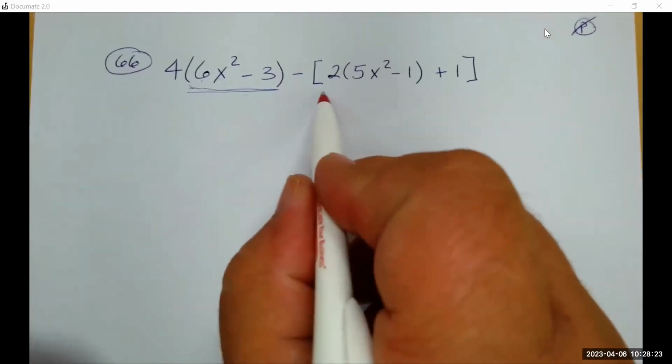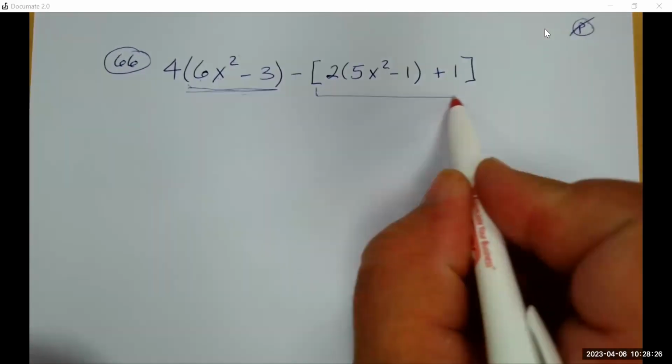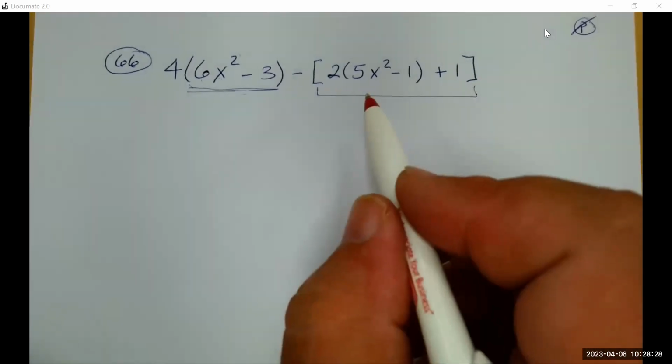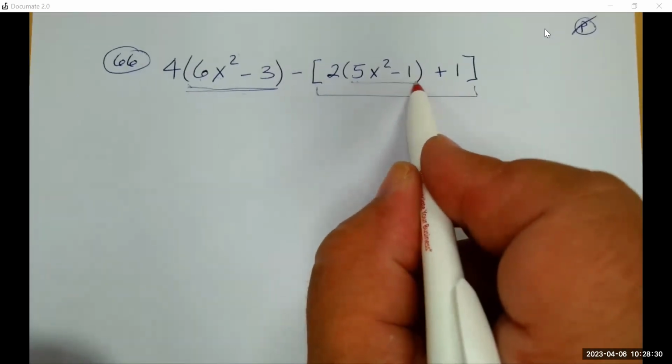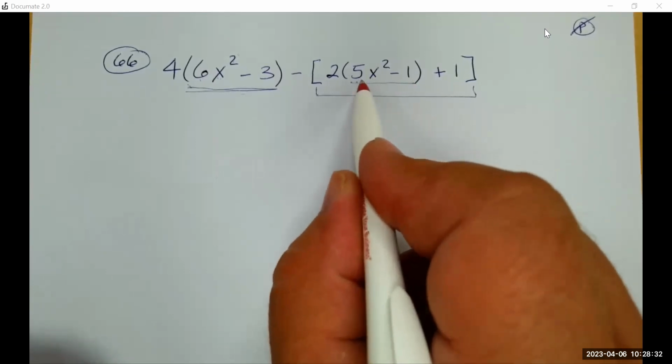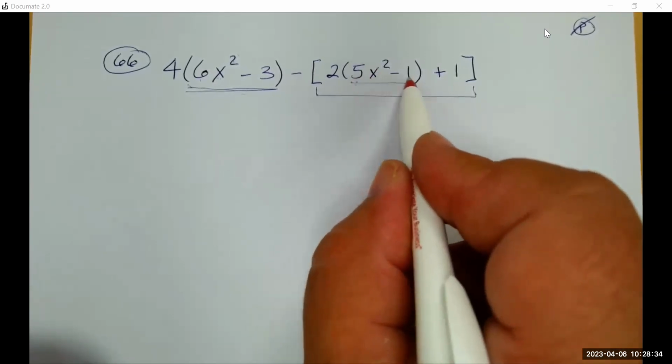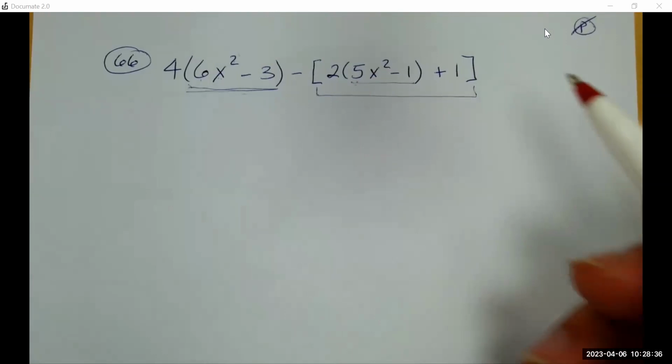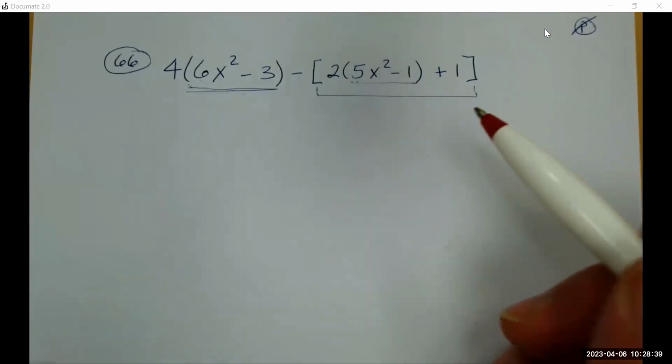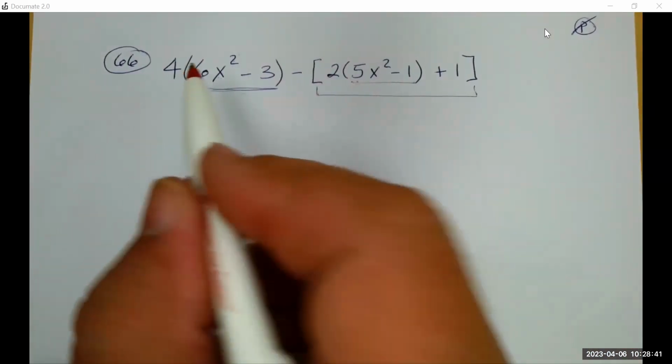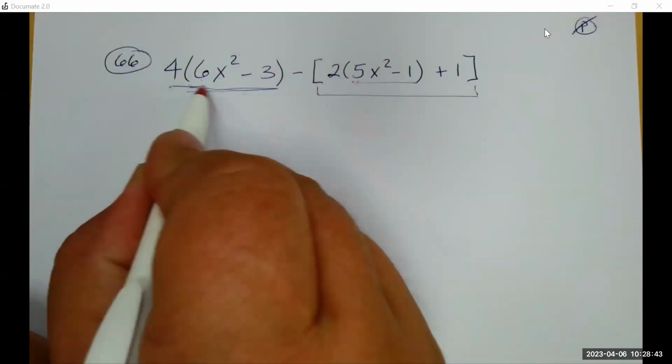So we keep on going. Here's a bracket. So we do inside the bracket, left to right. Here's a parenthesis. Can we do anything inside there? Can we add or subtract 5x squared minus 1? Okay, so we can't do anything inside those. So we have to do what? We have to get rid of them. So we can't do any special operations there. So we have to get rid of them now.